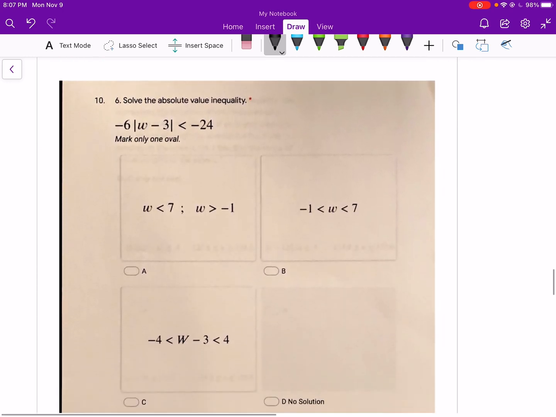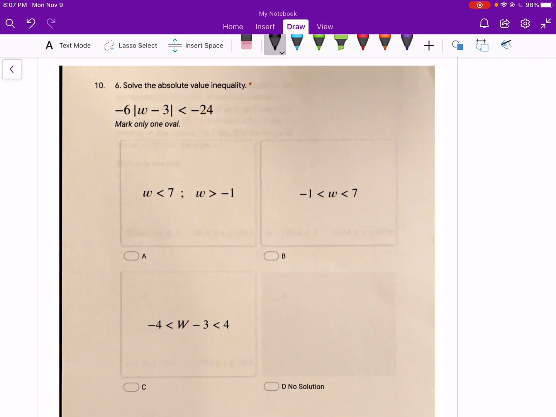Moving on, number 6. Solve the absolute value inequality. So now we're actually going to solve it, do more than just set it up. What I first need to do is divide by a -6 to get rid of the stuff on the outside. I need to isolate my absolute value. So those cancel, leaving me the absolute value of W minus 3 is less than -24 divided by -6. Beep, beep, beep, beep. I'm dividing by a negative, so I'm going to flip the sign, which would make this 4.